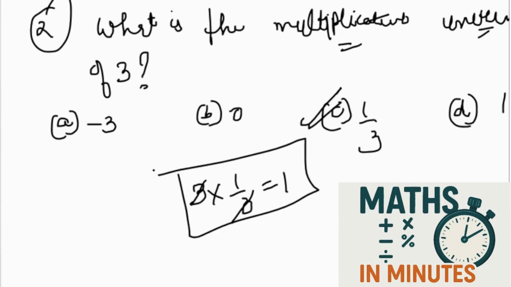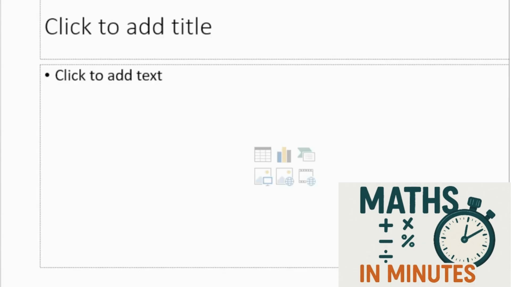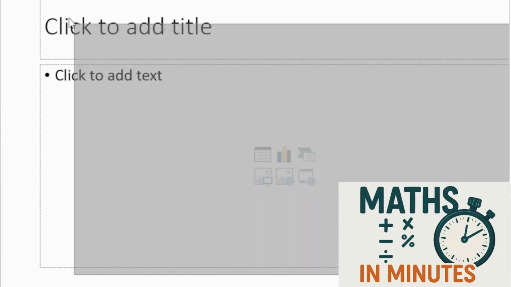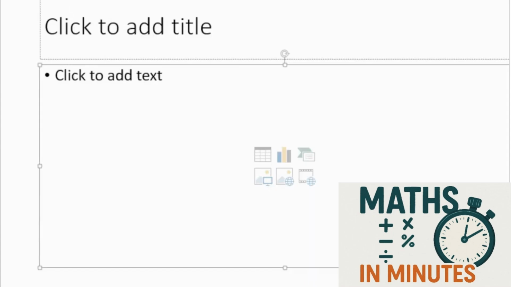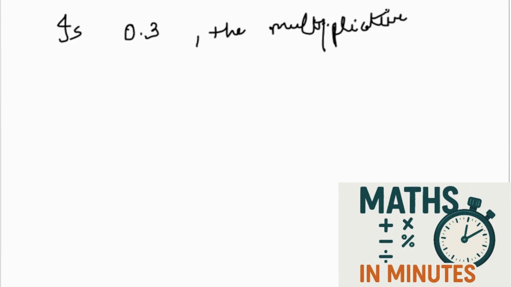Okay? Now let's take one more question. The question is, is 0.3 the multiplicative inverse of 3 1 by 3 or not? This is your question, right?